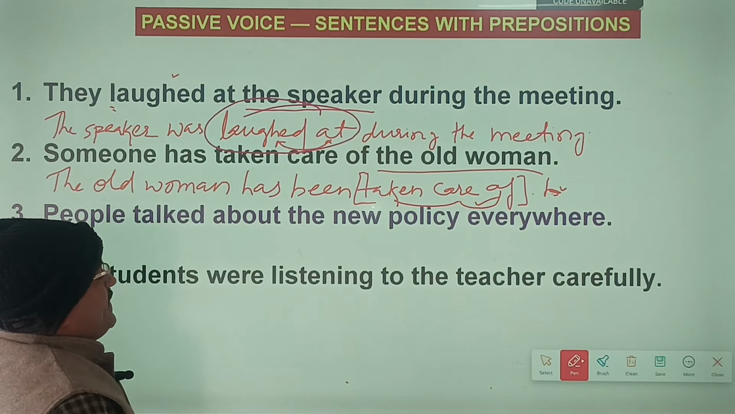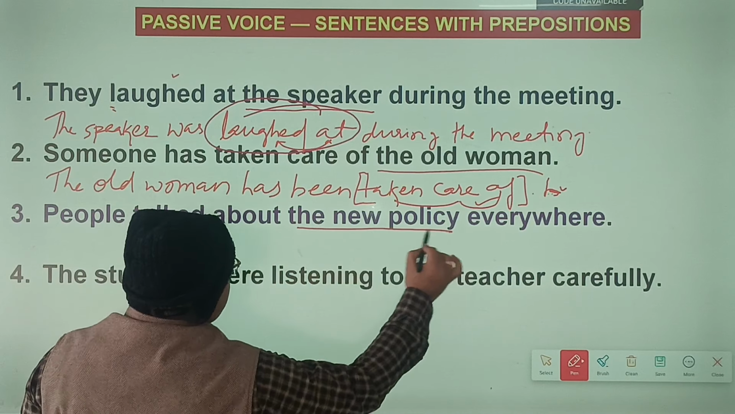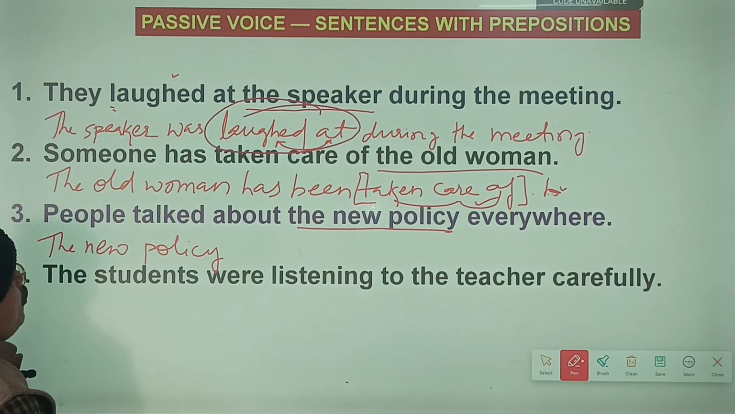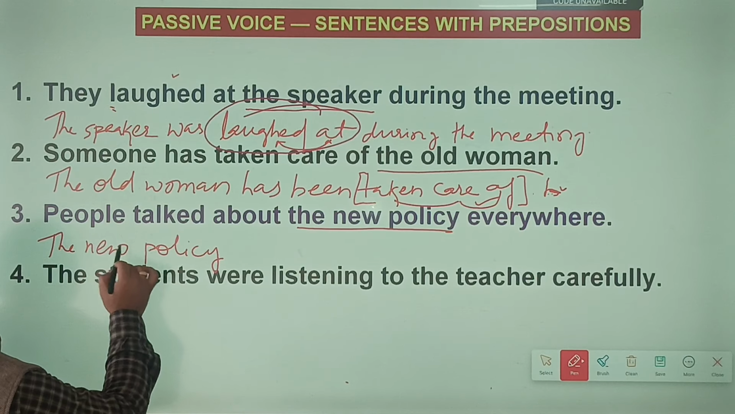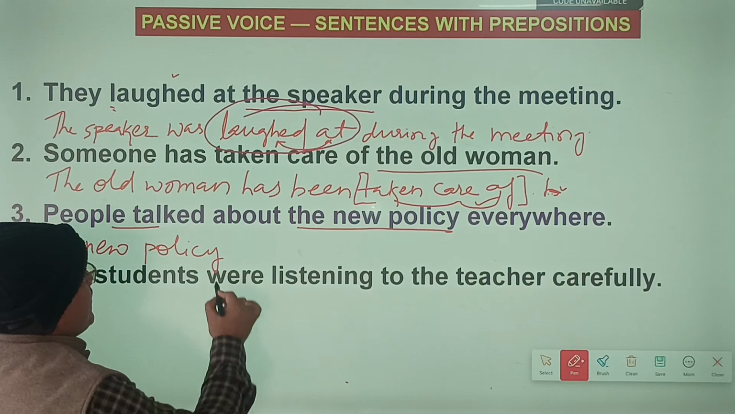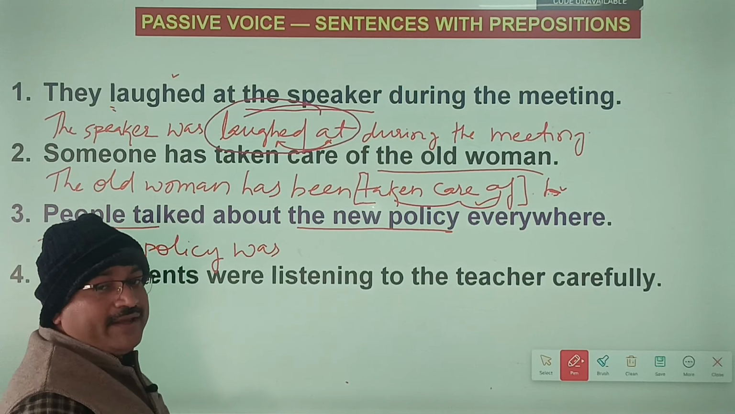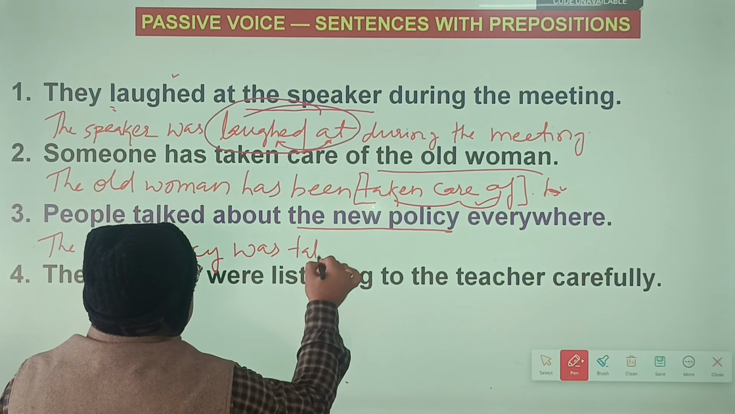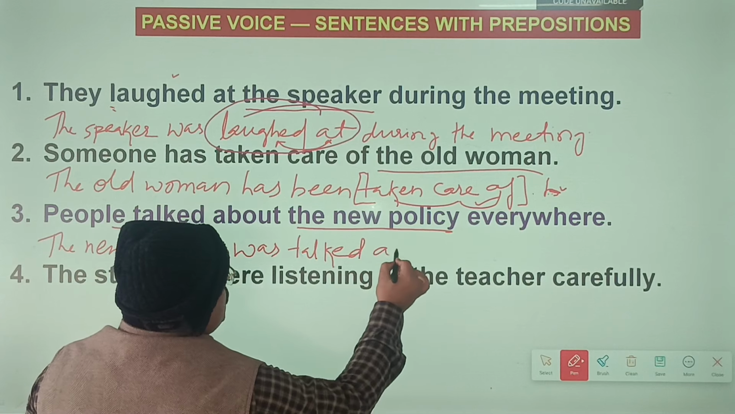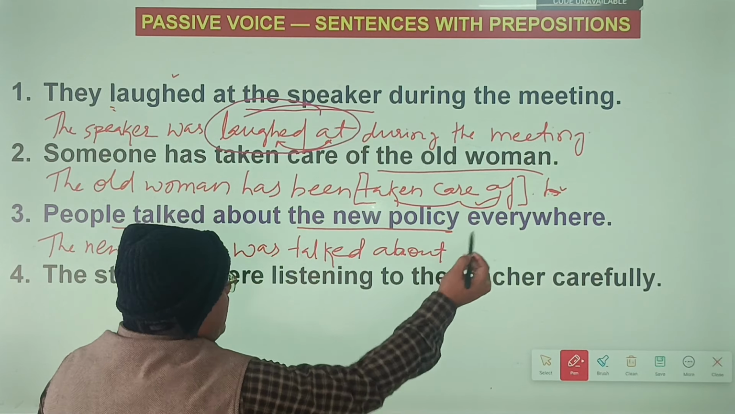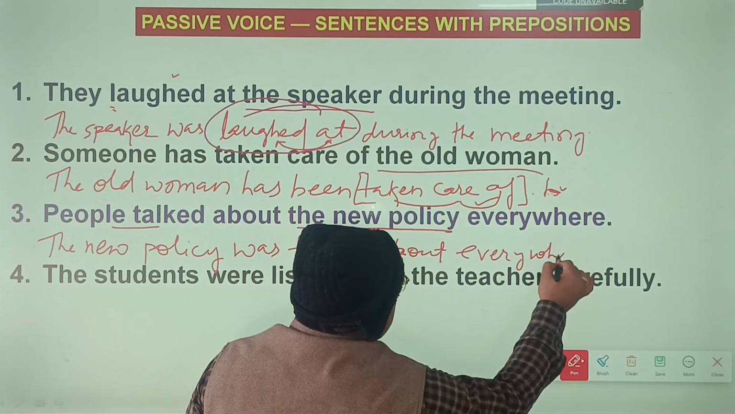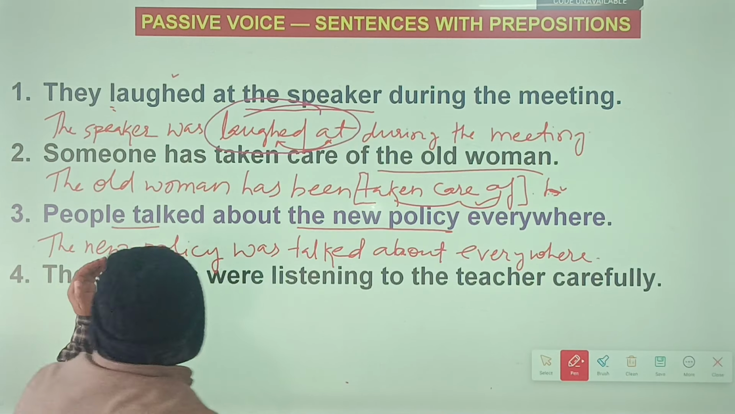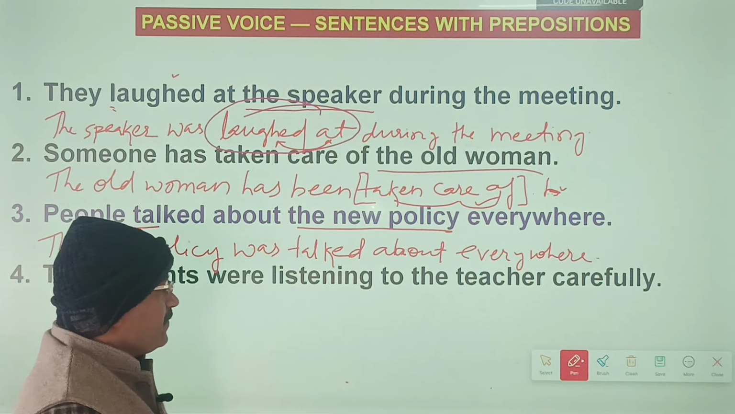People talked about the new policy everywhere. Okay, what is the object here? The new policy. Tense, simple past tense. The new policy was. Was where? Simple past in passive voice. The new policy was talked about. Preposition will be there, yes or no? Talked about everywhere. It is being talked about in general, so no agent is required, "by people" not required. So the new policy was talked about everywhere.